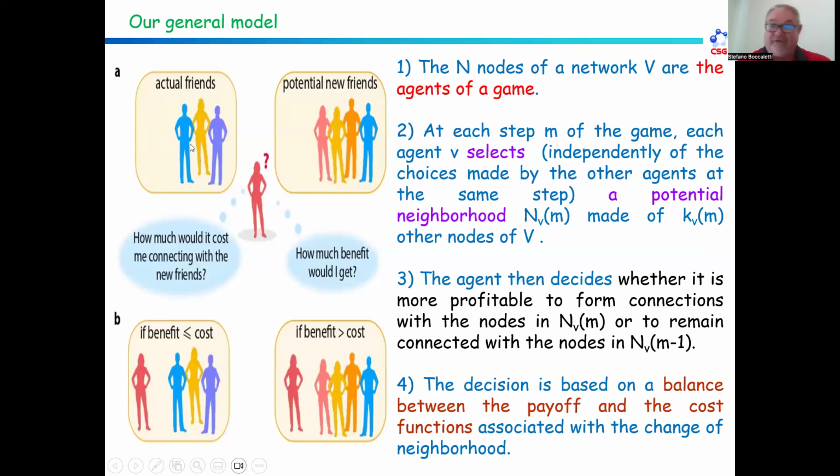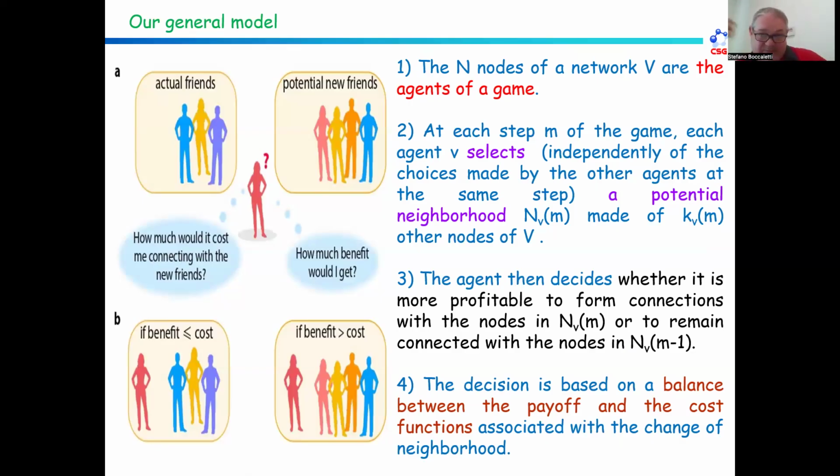Somebody that was among the actual friends is not, a different group of persons, and the agent has to decide whether to stay with the actual friends or to move. And in order to decide, what the agent does is very simple. The agent asks, how much would it cost me to connect myself with the new friends?